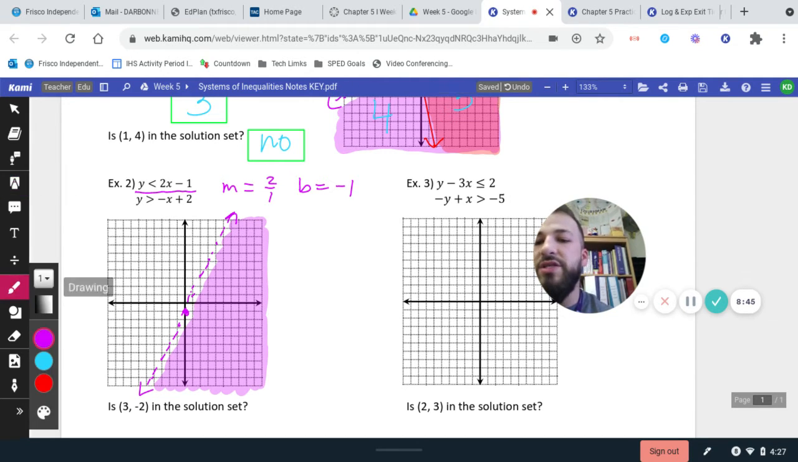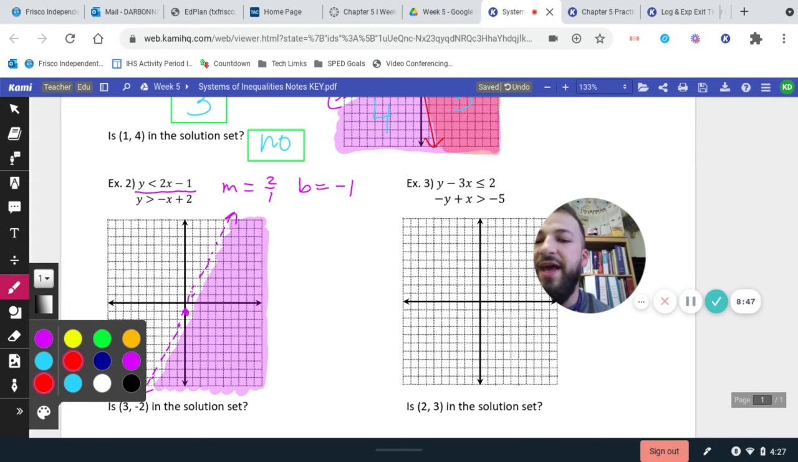All right, second equation, y is greater than -x plus 2. So m is actually equal to -1 because that's the number we don't write sometimes. B is equal to 2. So on here, y-intercept at 2. Okay, slope of -1 over 1. So we're going to go down 1 to the right by 1. And same thing in the other direction.